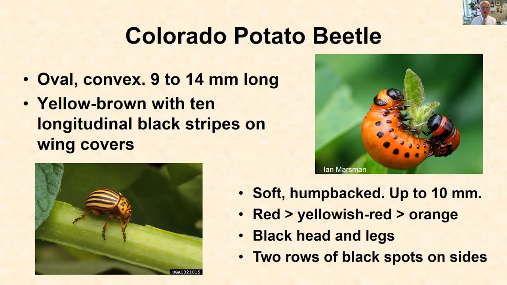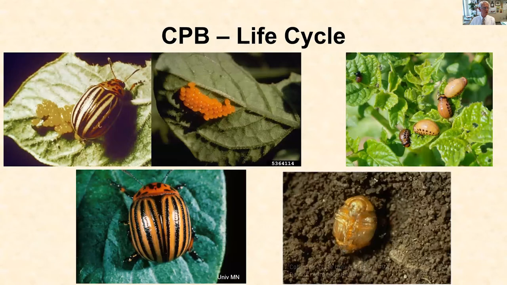But the damage they do is very well understood. Once those eggs are laid on the undersides of the leaves, usually in a cluster, a whole bunch of eggs laid together, those larvae that vary from red to pale orange begin to feed on the foliage and can be quite destructive. After a few weeks of feeding, those larvae drop to the ground and burrow in just a little distance where they form a pupa. The pupa then transforms to the adult stage and they come out to begin the cycle over.